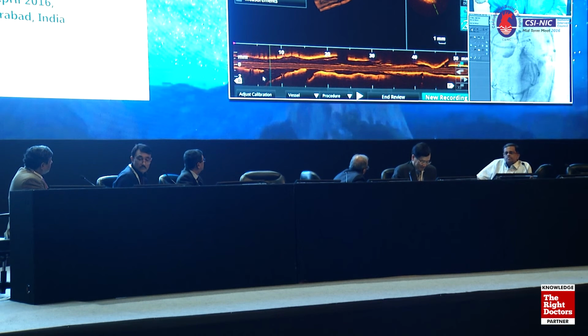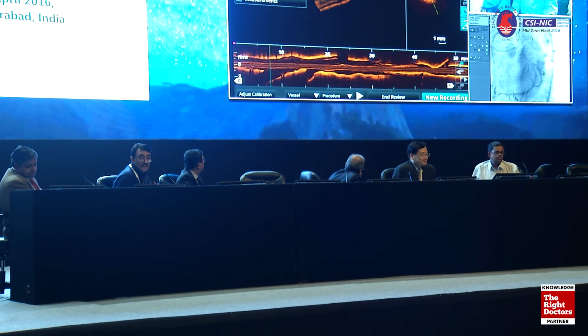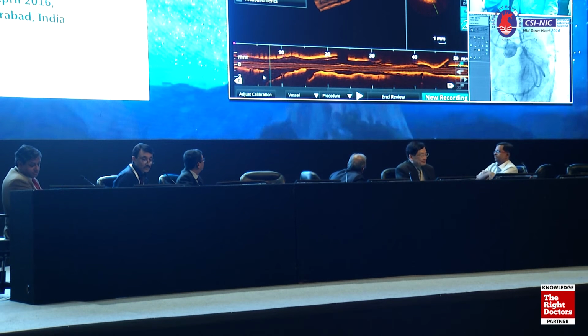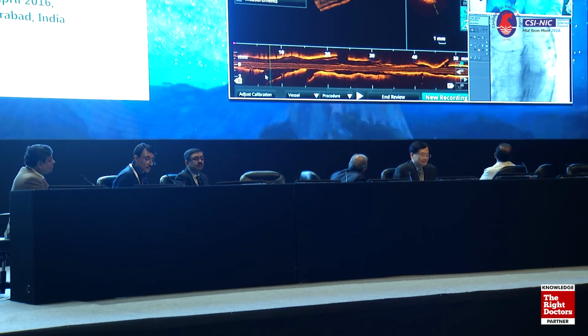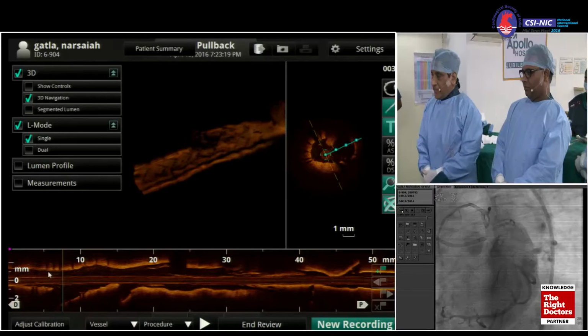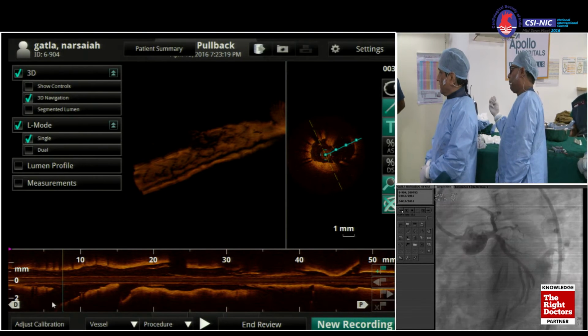And here, just to complete, all this fancy software has made the pictures look very nice of this bifurcation: nice expansion, no dissection. We are angiographically very happy, and clinically the patient is doing great, no EKG changes, no chest pain. On the OCT, we seem to have all the criteria of full stent expansion and no dissection.